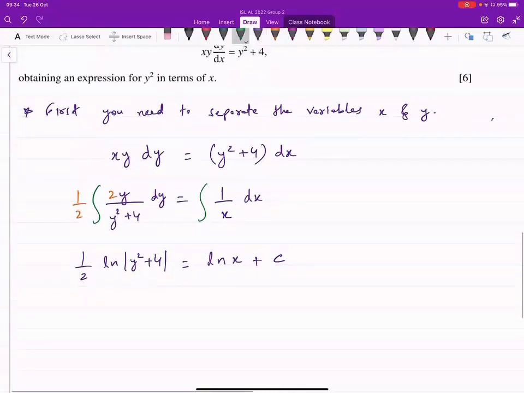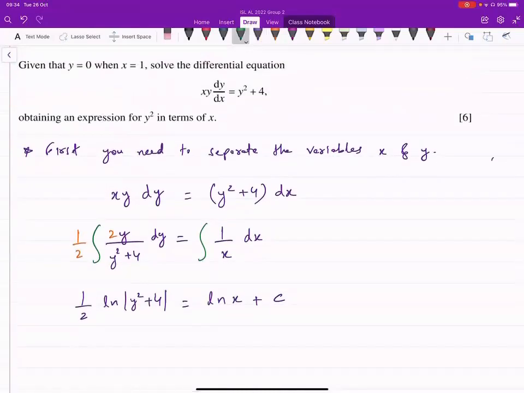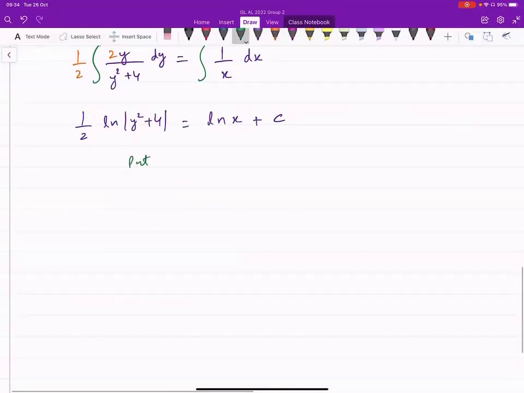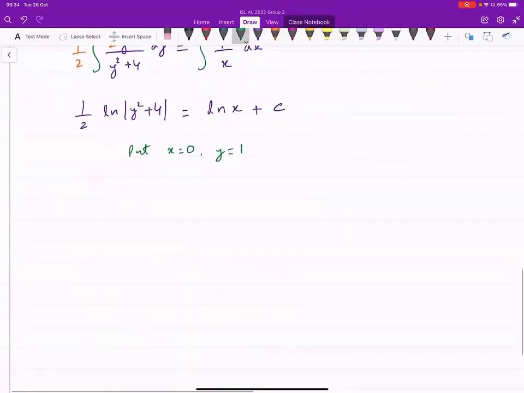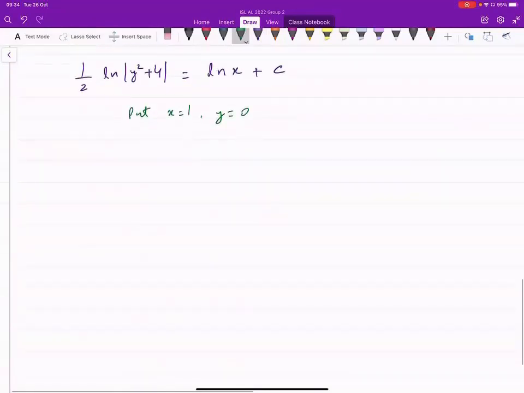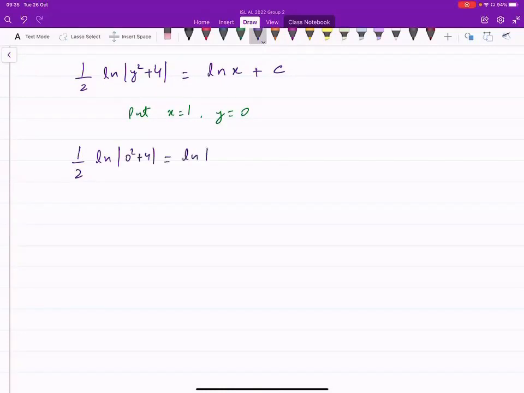So what you do is you input x equals 1 and y equals 0. Oh, the other way around. x equals 1 and y equals 0. इसके अंदर input कर दें and see what you get. You have half ln of 0 square plus 4. That equals ln of 1 plus c. ln of 4 आ गया यहाँ पे. Half ln 4 equals c. c की ये value आ गई.